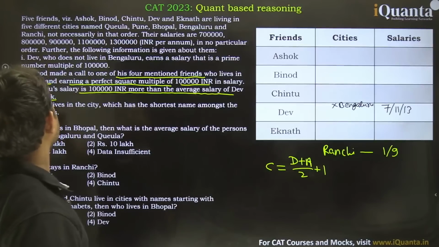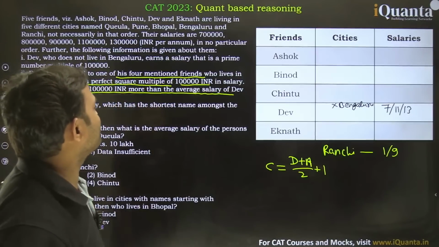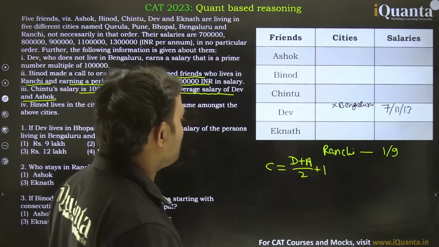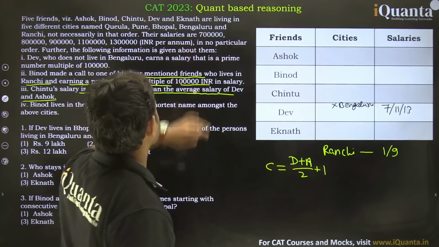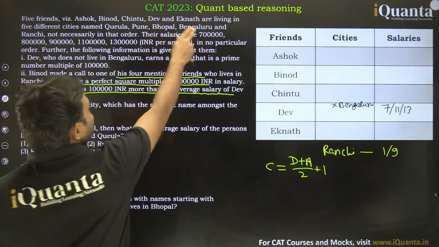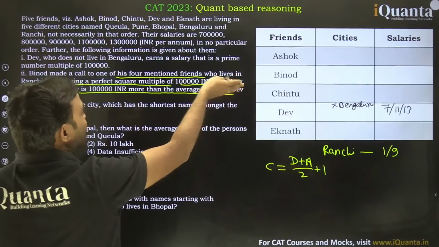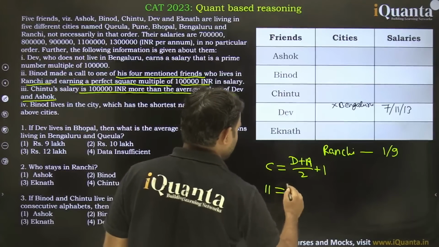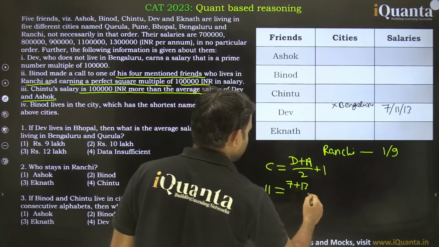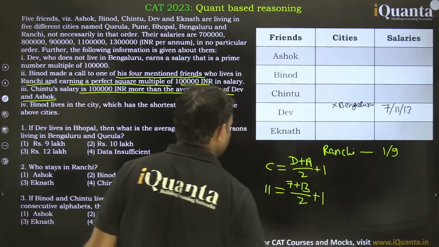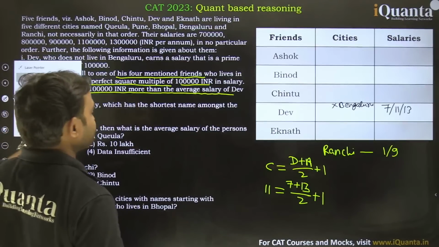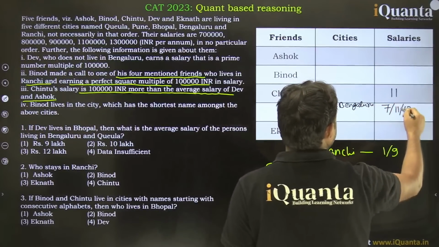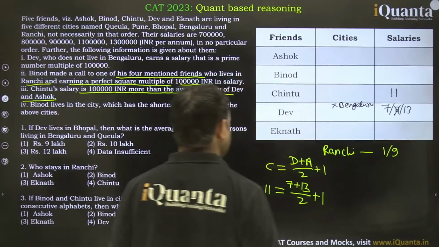It says it is earning a perfect square multiple of 1 lakh INR in salary. So the only possibility you can check here is 13 plus 7 is 20, and the average of 20 is 10, so 11 is equal to (7 plus 13) by 2 plus 1. In that case, we can say Chintu is earning 11 lakhs.